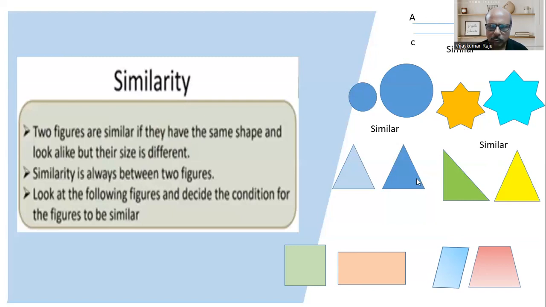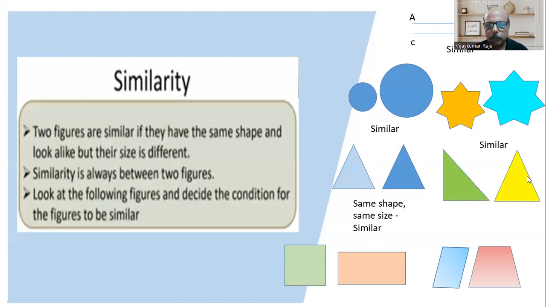What is this? Similar. What is this? Same shape, same size. They are similar. Here, shape is same, sizes are different, similar. If they have the same shape and same size also, they are similar. That is why this particular example has been taken, showing that even if the size and shape both are same, it will be similar.